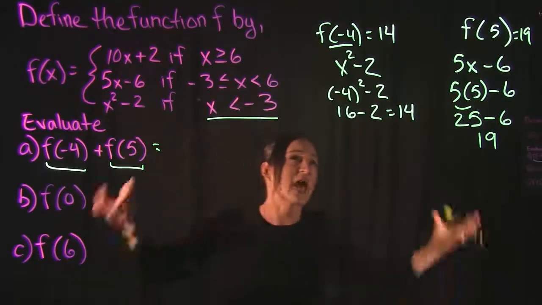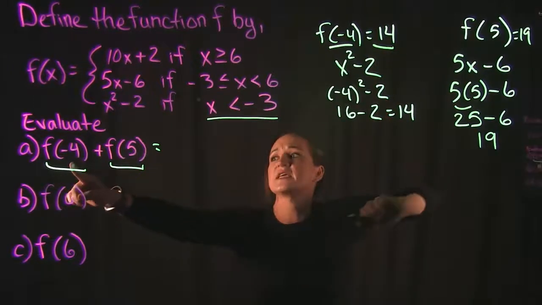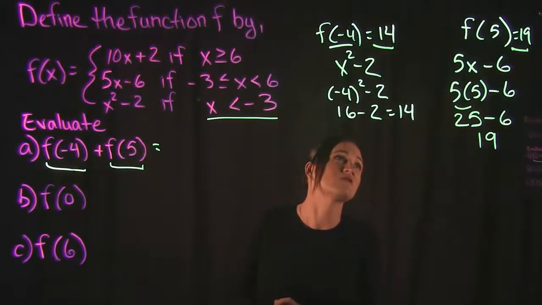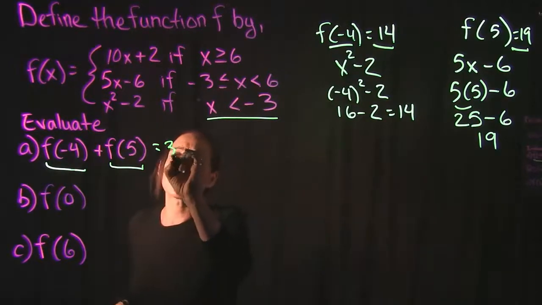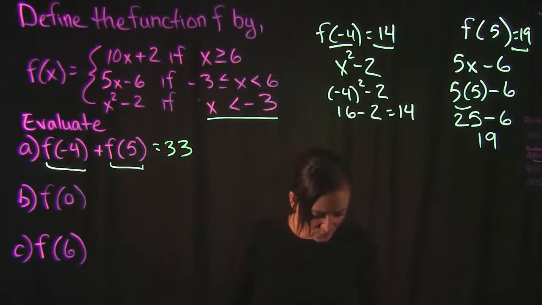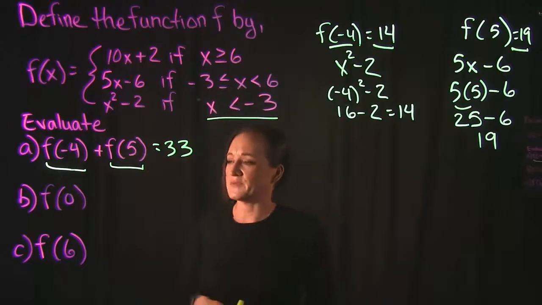Now we can go ahead and add the two together. f of negative 4, which is 14, plus f of 5, which is 19, gives us a grand total of 33, since 14 plus 19 is 33. Let's move on to example B.